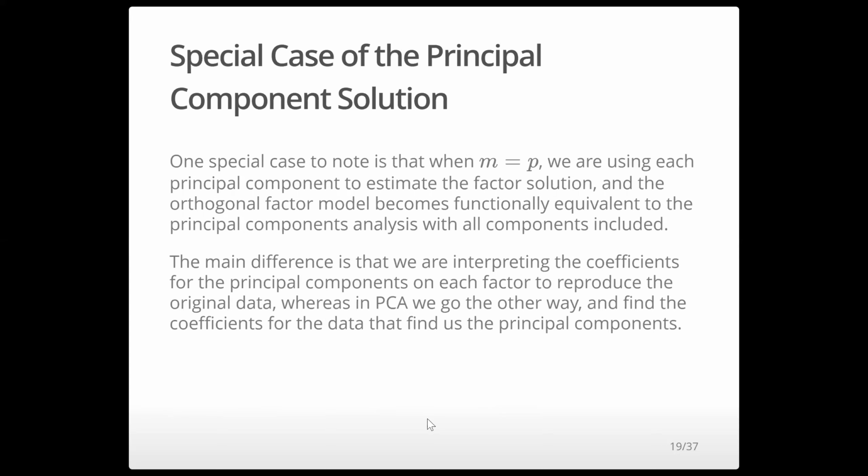It's also worth noting that when we set M equal to P, we're actually just using each principal component to estimate the factor solution, and the orthogonal factor model becomes equivalent to the principal component solution. The main difference is just the direction we're going in. In principal components analysis, we're finding coefficients for our variables to define the components. In factor analysis, we're finding coefficients for the factors to recapture our original variables. So it's just flipping the math around. When M equals P, that's the case; when M is less than P, we're adding some constraints.